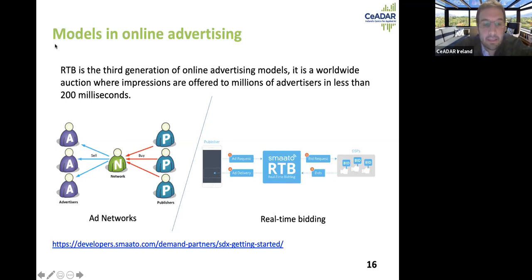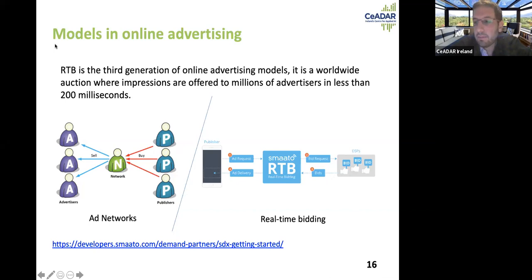But that's a much better, more elaborated model of ad networks, and you can put Google, Yahoo, Bing and others there. And nowadays there is a new model called real-time bidding, and in this model, it's like a global auction where impressions are sold on an individual basis.